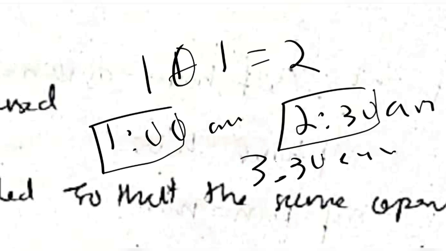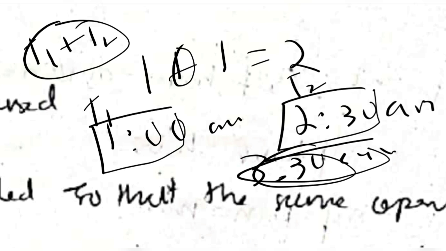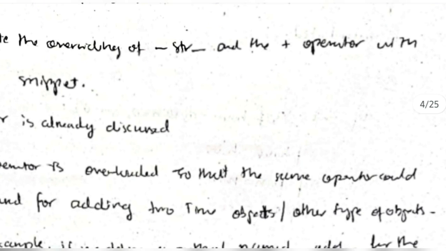It will be 3:30 am. So if this is T1 and this is T2, if I add T1 plus T2, I should get the answer as 3:30 am. But if you don't define some things, this will not happen. You have to define some things, then only this will work. Now what are those things? That's what we are going to discuss in this problem.